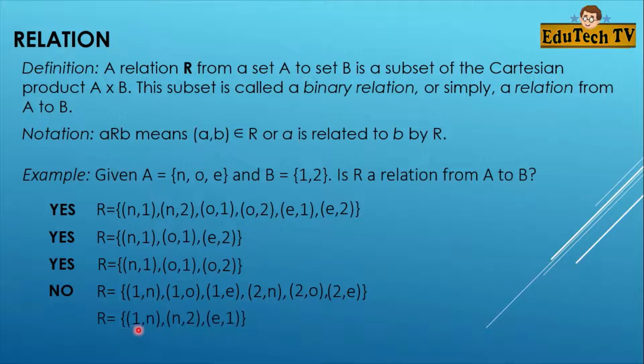Next, how about this? We have again 1N. So 1N is not a relation from A to B, but rather it is a relation from B to A. Though N2 and E1 are elements of a relation from A to B, still there's an ordered pair here which is not an element of A × B. So it is not a relation from A to B.